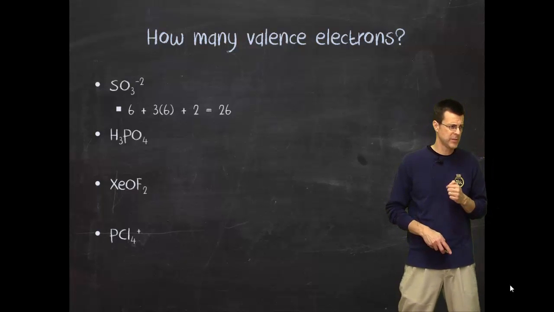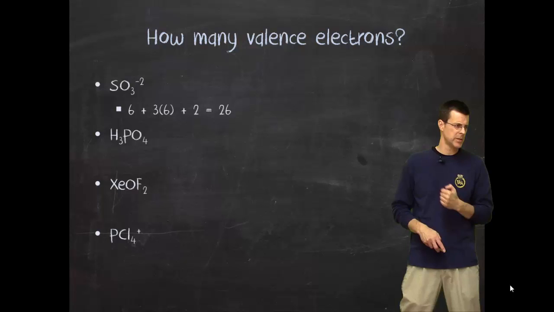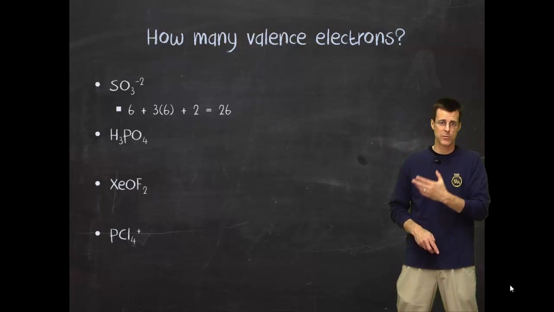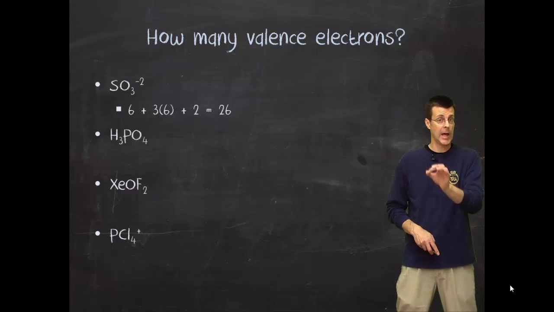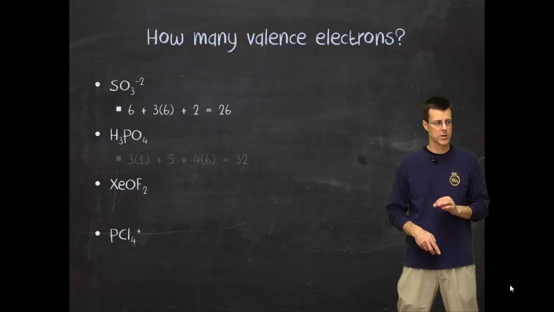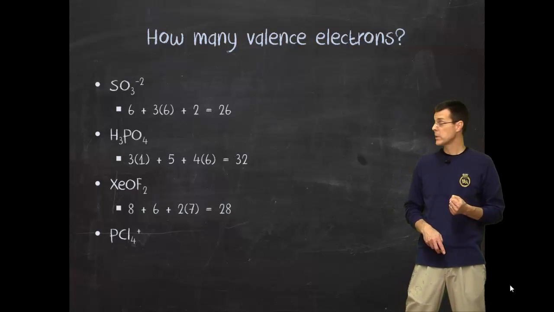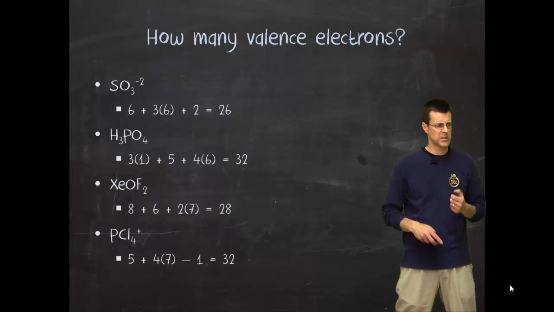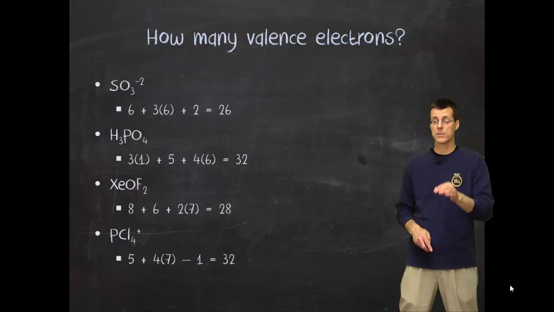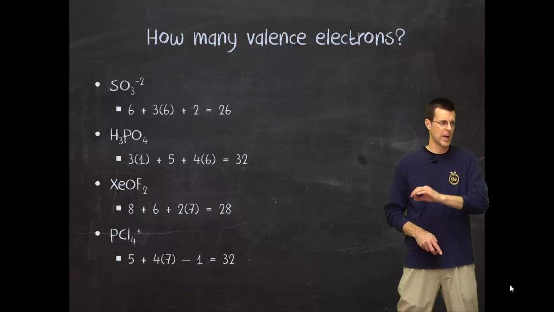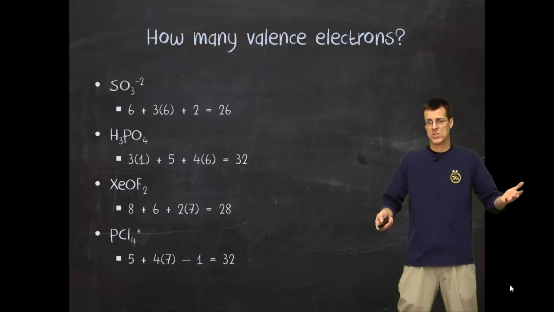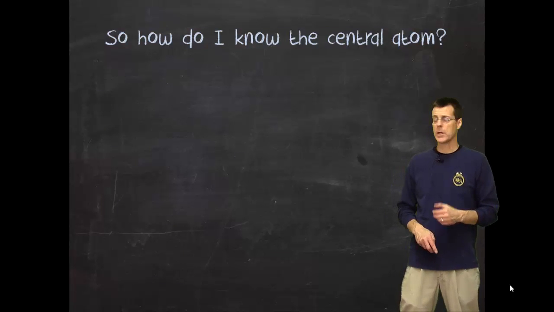You should have counted up 26 valence electrons for the SO3 2- ion. Don't forget to add 2 electrons for the negative charge. You should have counted up 32 valence electrons for the next one, 28 valence electrons, and finally 32 valence electrons. Don't forget, for the positive charge, to subtract an electron. Simple as that.